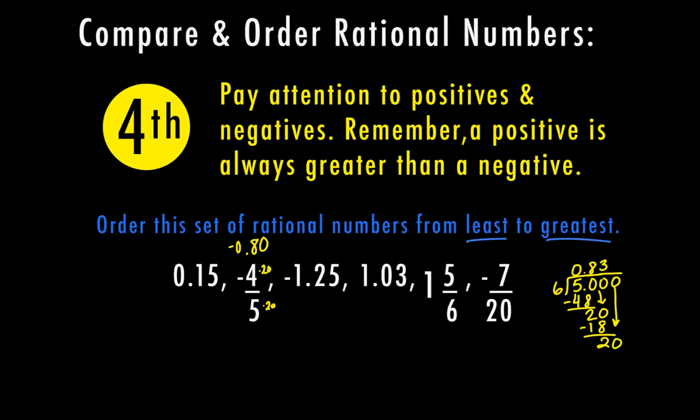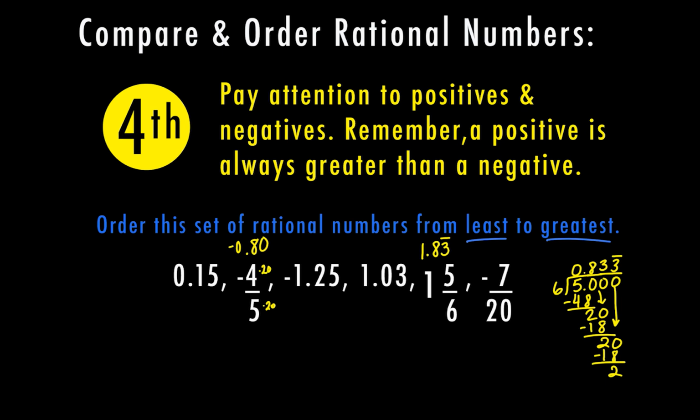And as we see here, whenever 6 goes into 20 3 times, that means I'm going to have 3 times 6 is 18. I'm going to continue to have 2 as a remainder, which means this 3 is going to repeat. So this is actually 1 and 83 hundredths with a repeating bar over the 3.